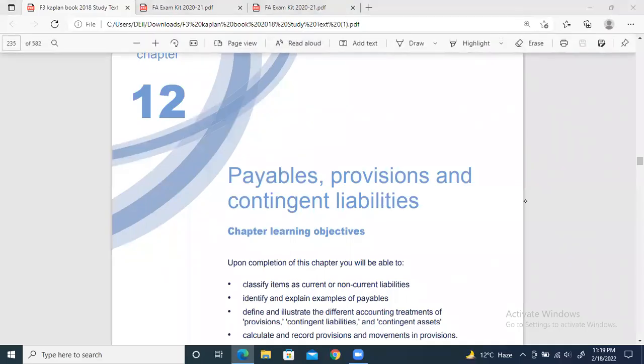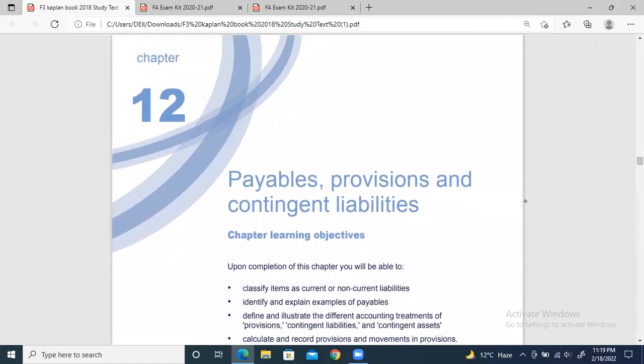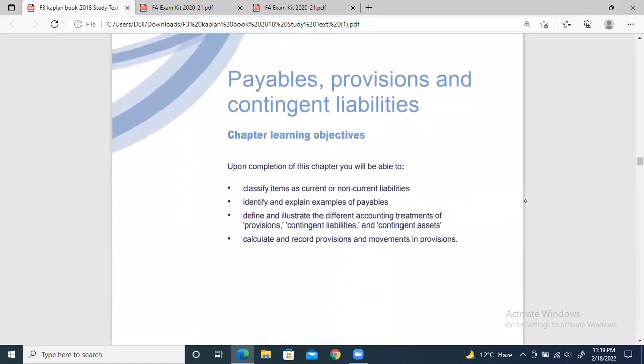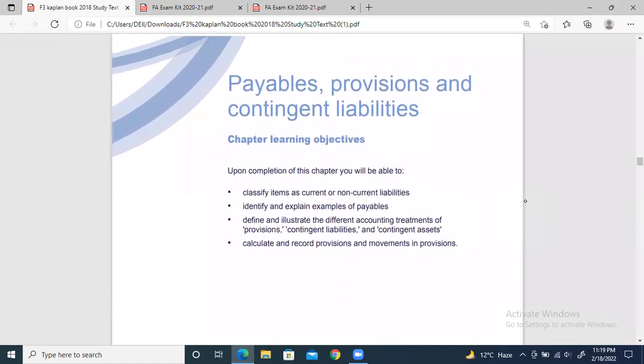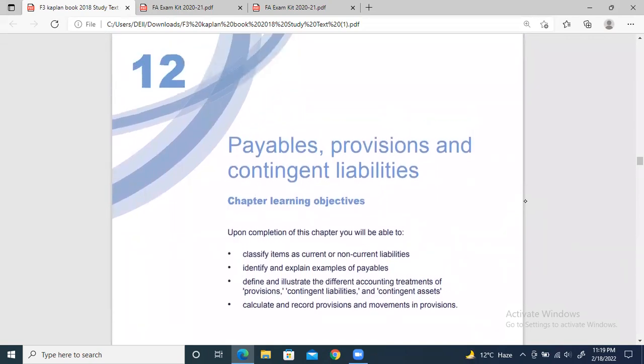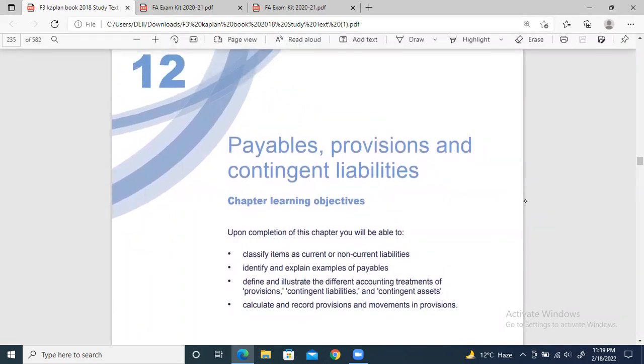Okay, so we are starting the next chapter, which is chapter number 12, and this chapter name is payables, provisions, and contingent liabilities. So there are three very short mini things that we'll discuss in this chapter. This is not a long one.